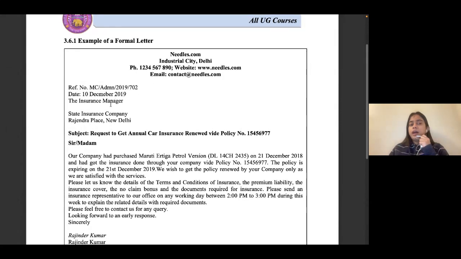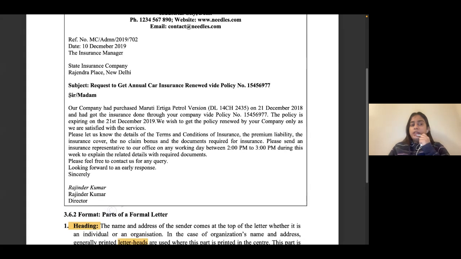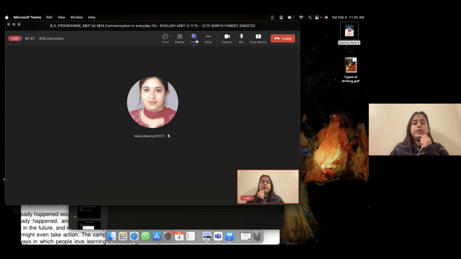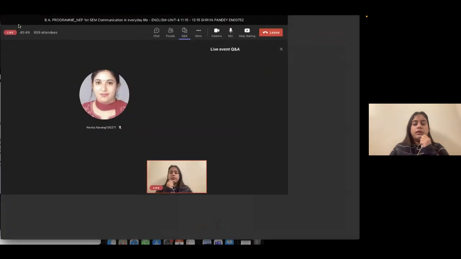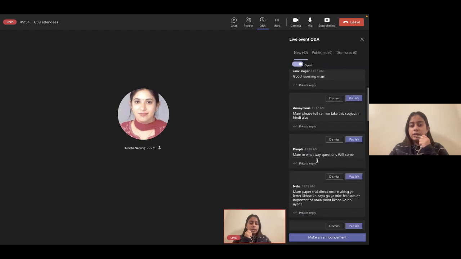Then after the date comes the address of the person to whom the letter is being addressed. Then comes the subject of the letter. Then comes the salutation, sir, madam, and finally the body of the letter. I hope there are no doubts about how to write a formal letter and informal letter. If there are, please do write them down in the question Q&A section.